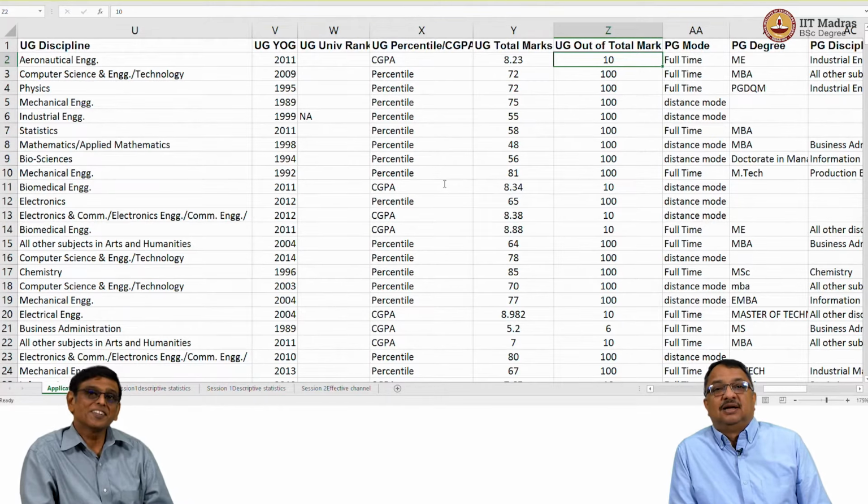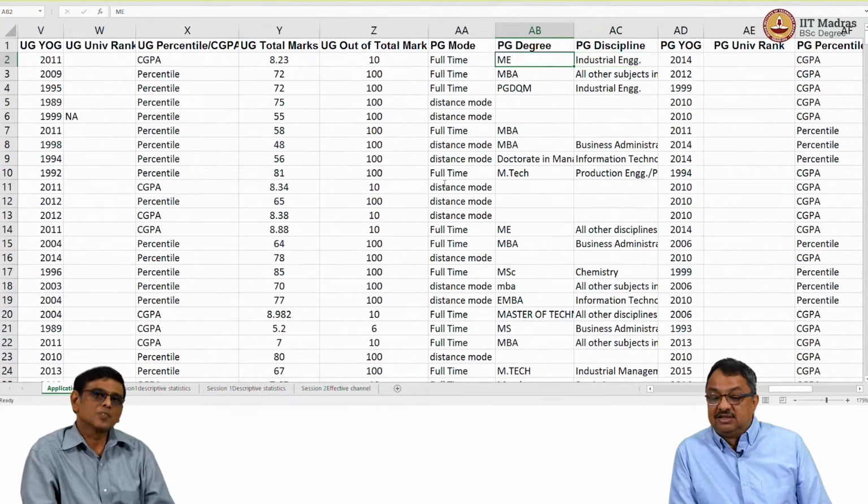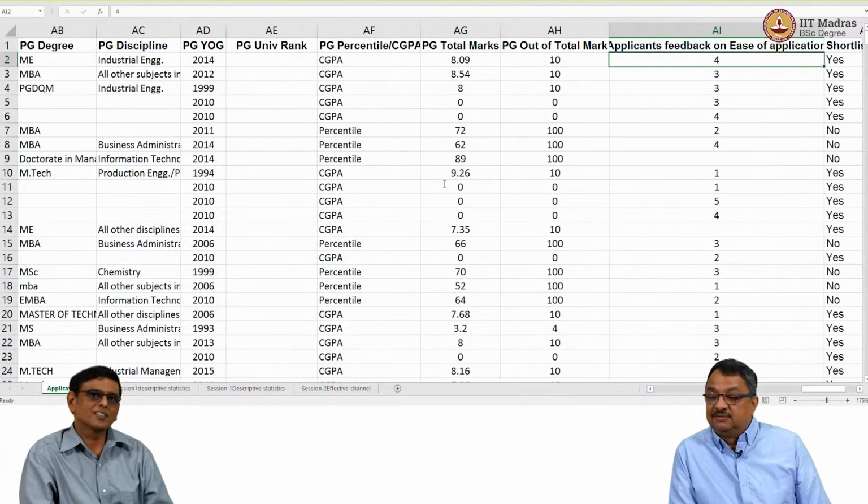Then similarly, what did you get in your PG? If the person has done a postgraduate degree, what degree has he or she done? Which year? And similar data. Similar percentages and all that. Then?